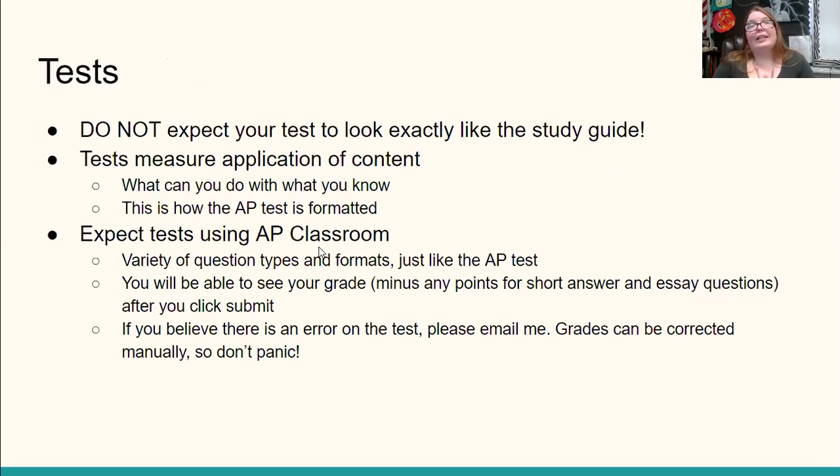So tests. Tests are going to be a little bit different in AP. You probably aren't accustomed to writing as much as you're going to have to on an AP style unit exam. So don't expect your study guide to look just like your test. It's not going to happen. Just get that thought out of your head. A study guide is going to give you the content that you need to know, that background knowledge you need to be able to answer the test. I can't give you a word-for-word study guide for the AP test, so don't expect that for any of my classroom tests. It's going to measure what you can do with what you know.